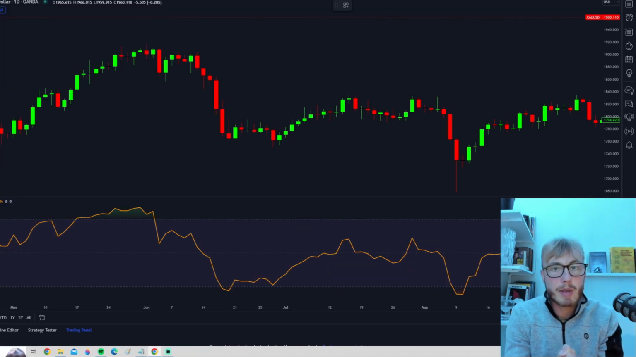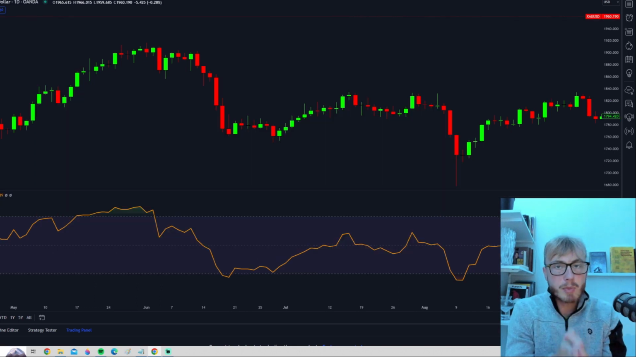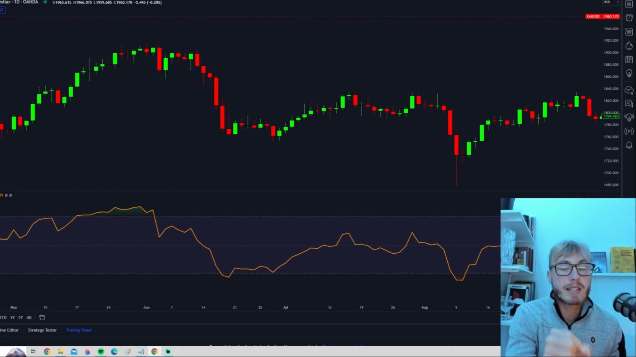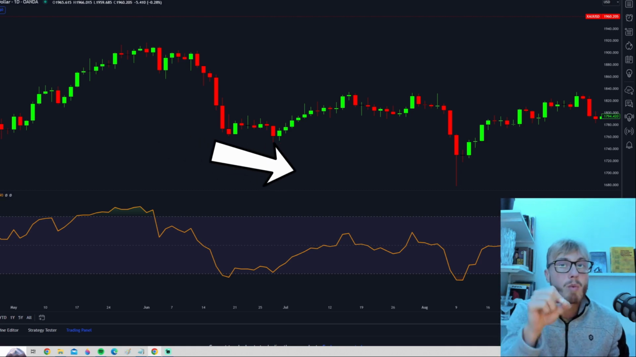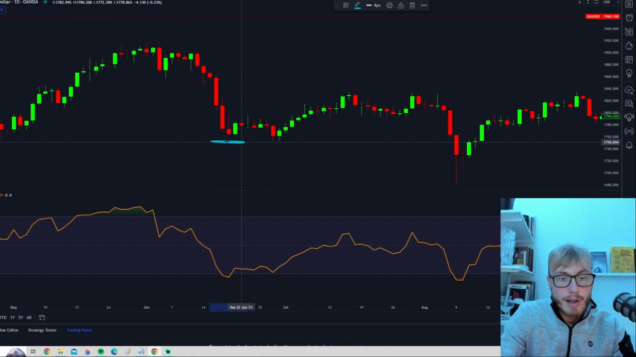The next and very important step for this strategy is that we want to find a divergence between the price and the RSI indicator. In this particular case, we're looking out for a regular bullish divergence, and that basically means that the price should be printing lower lows while the RSI should be printing higher lows. So let me repeat, we want the price to print one low and then a lower low, while the RSI prints one low and then a higher low.